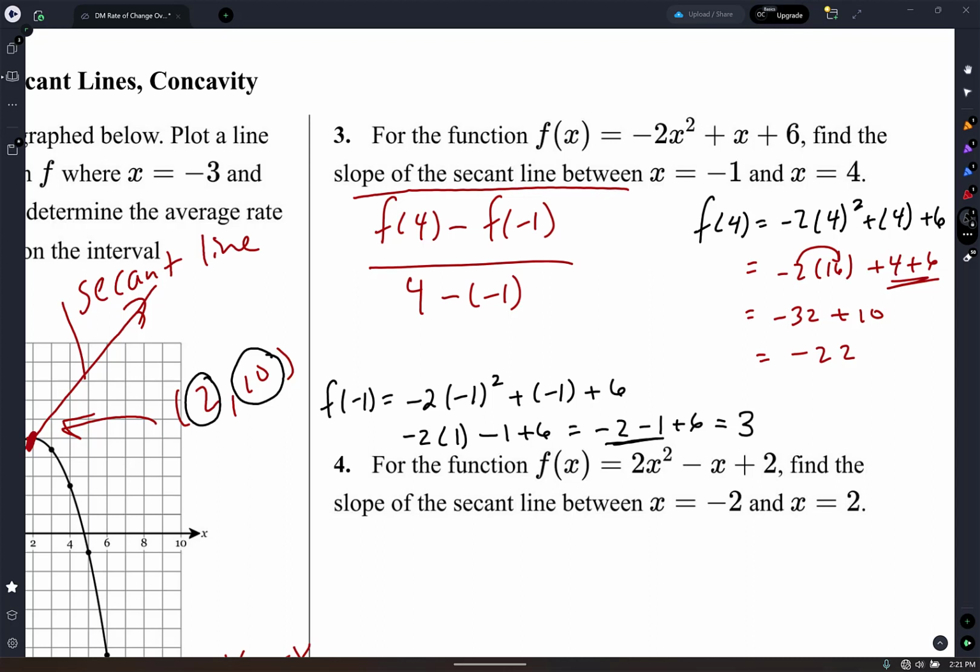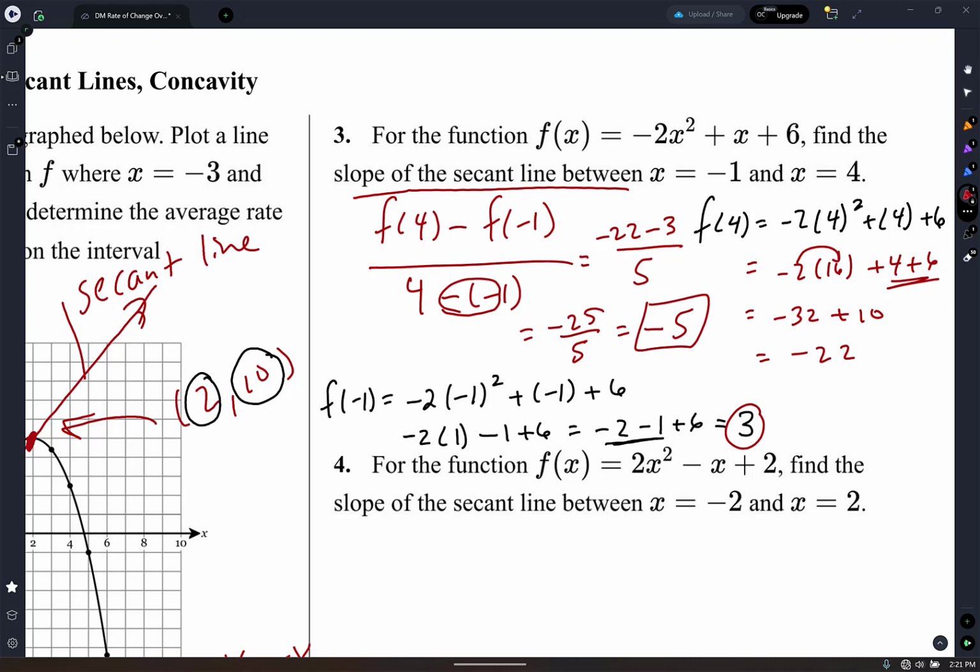Alright, I think I've done everything. Here we go, I come to this equal sign. I plug in what f of negative 4 is, negative 22, minus this guy, 3. Over 4 minus a negative, it's going to turn to a positive, so plus 1. So 4 plus 1 is 5. So now I have negative 25 over 5, which is equivalent to negative 5.